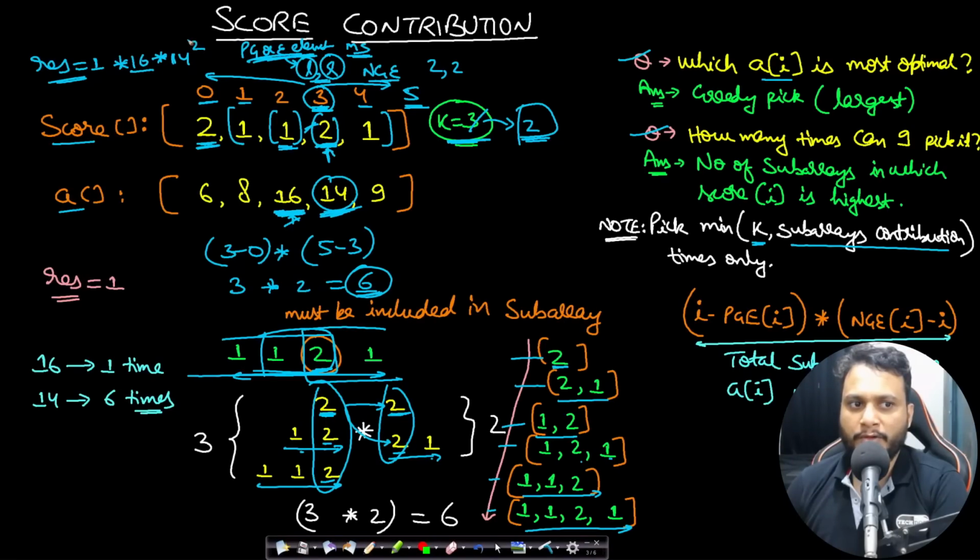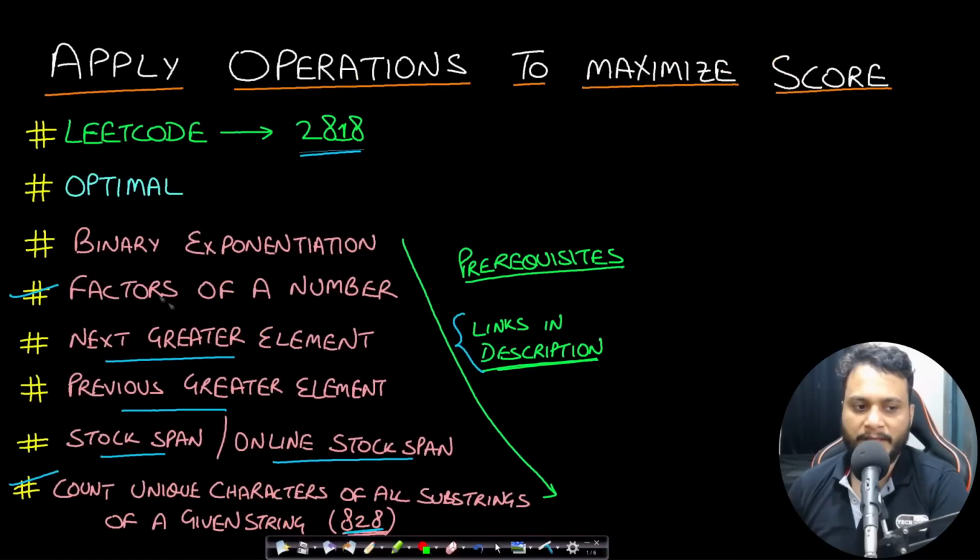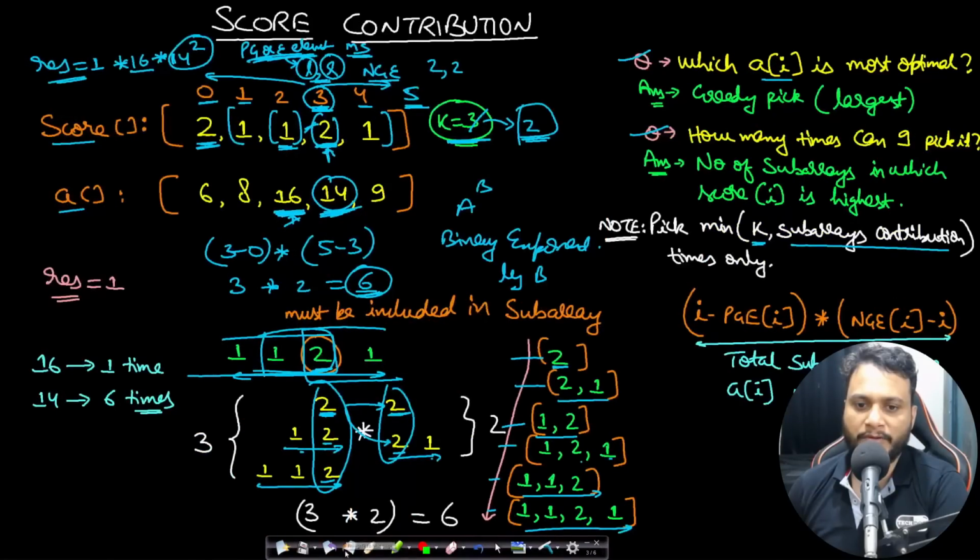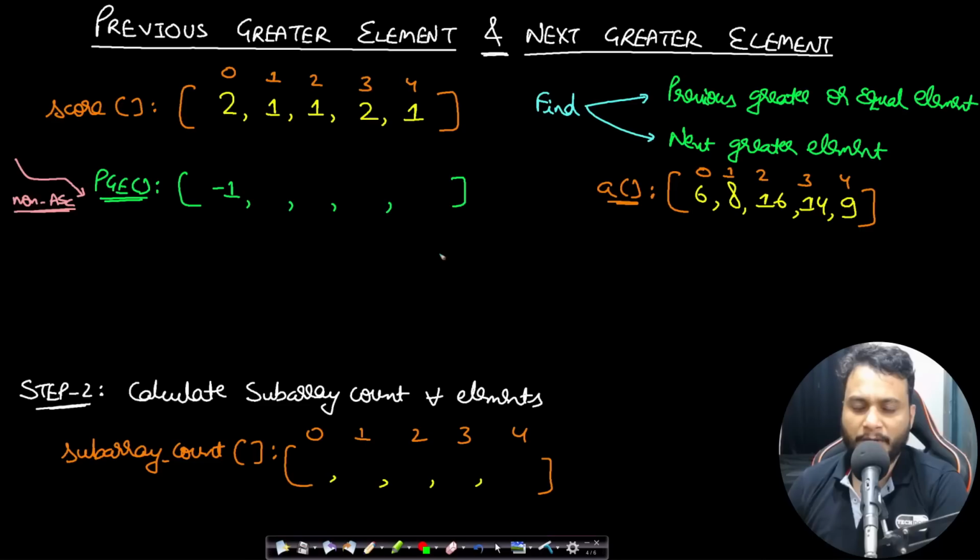Now in order to optimally calculate this 14 square or any a to the power of b, you will be doing binary exponentiation, right? That will take you log of b time, and that is why it is also included in the prerequisite. That means you will be finding a to the power of b using binary exponentiation. Again, you can follow my video on binary exponentiation. Now having understood this, let me find out the previous greater element and the next greater element.